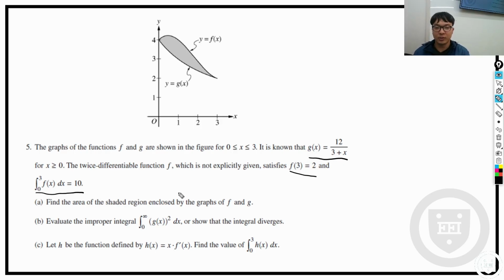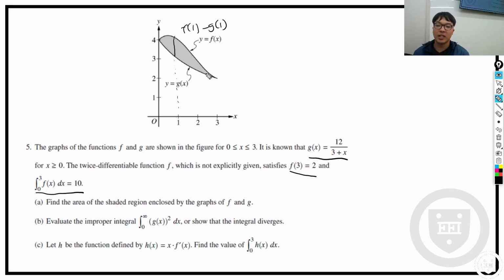So, with that information, we can start part A. Part A is asking us to find the area of the shaded region enclosed by the graphs of f and g. So, it is asking for the area of this region right here. If you take a cross section, say let x equals 1, you can see that the value of the cross section is equal to f of 1 minus g of 1. And in fact, this is true for the entire region from 0 to 3. Therefore, we can conclude that this region's function is equal to f of x minus g of x for 0 to 3.